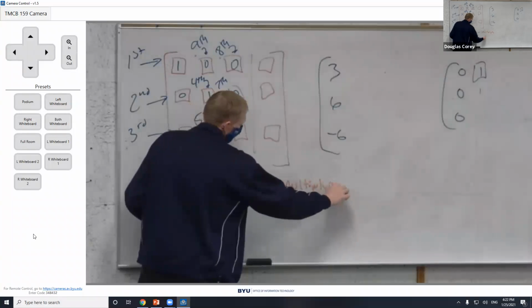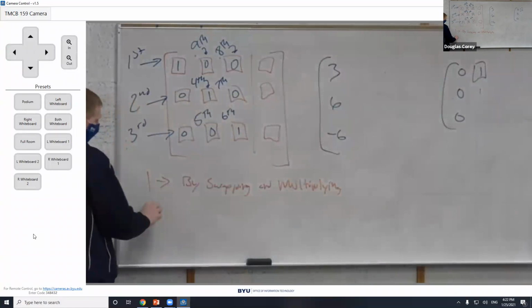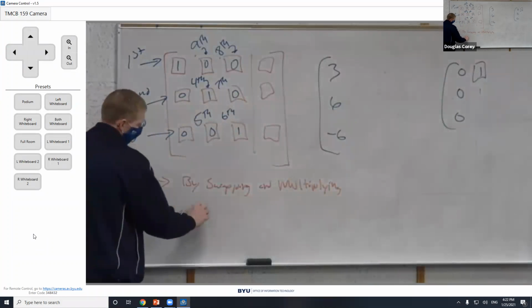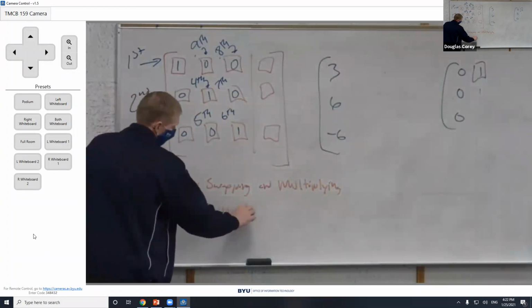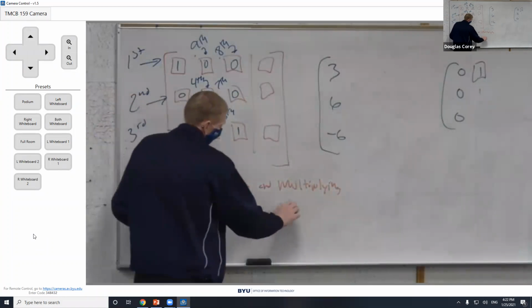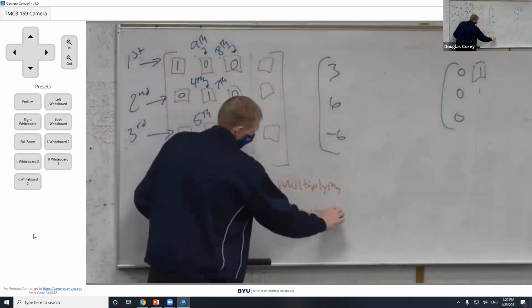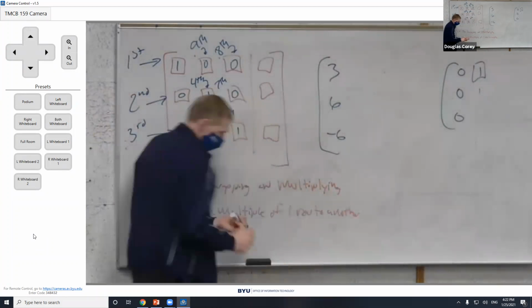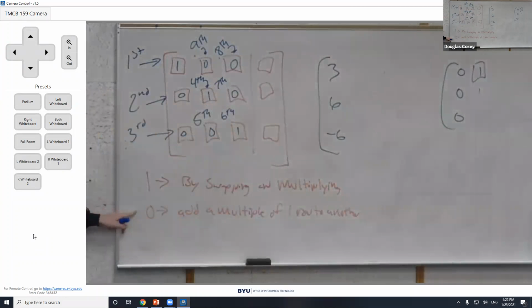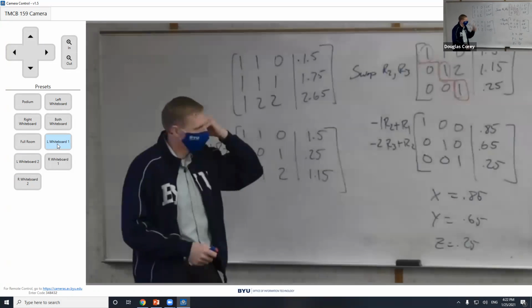So by swapping rows and multiplying a row by a constant. And to get zeros, you add a multiple of one row to another. Okay? So if you want a 0, you want to be thinking, hey, I'm trying to take one row, multiply by something, and add, so I can get that to be a 0. If you're trying to get a 1, you want to swap or multiply by a non-zero constant to get a 1. We didn't have to do a lot to get 1s because there were already tons of 1s in here.